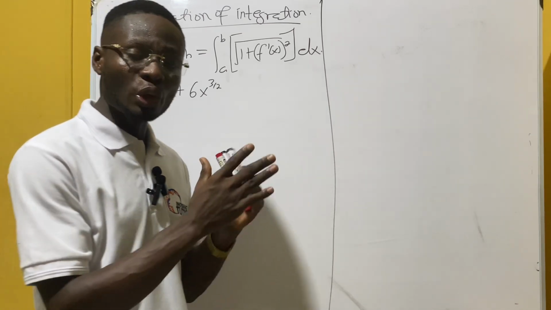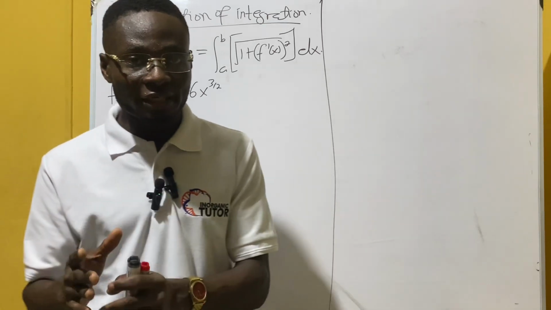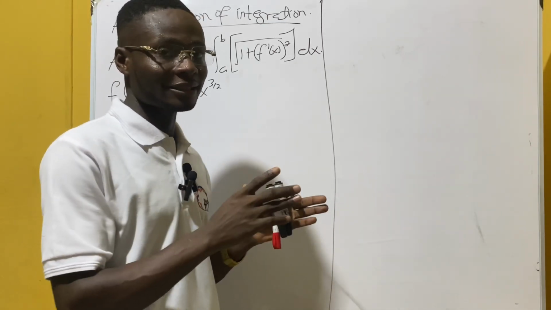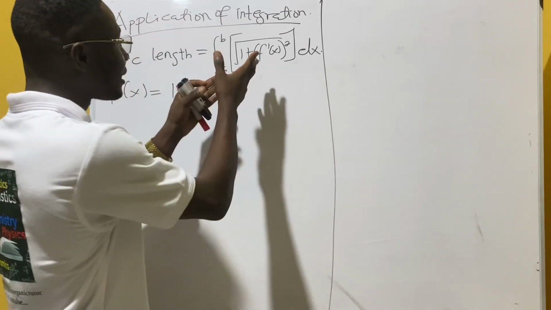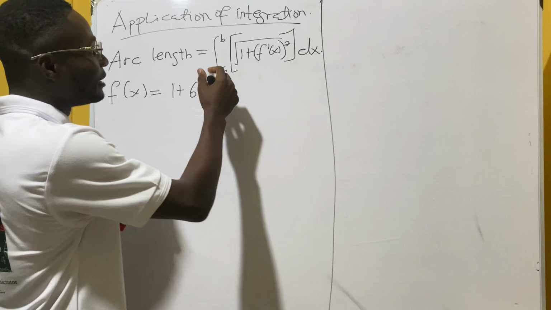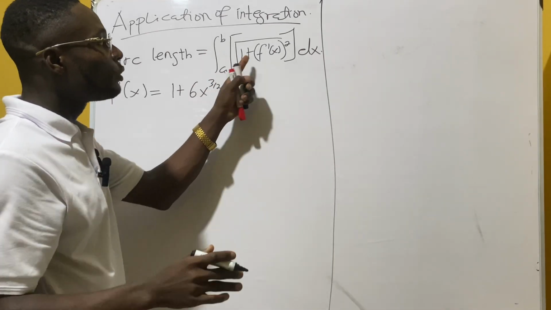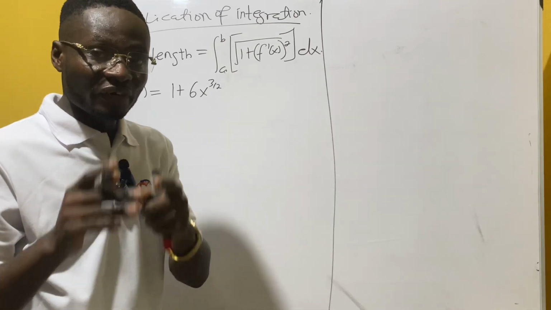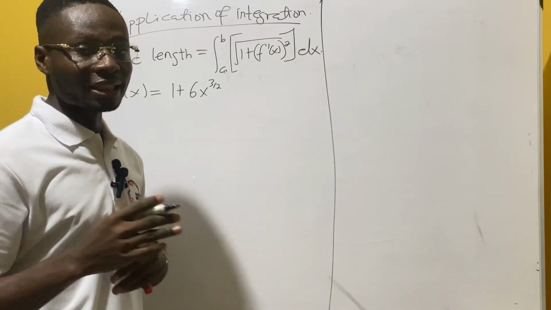First, you have to differentiate the function, okay? So when you differentiate the function, square the result, then add 1 to the result. That is basically the formula. The integral from a particular limit a to b, then square root of 1 plus the differential of the function squared. That is all about the arc length.